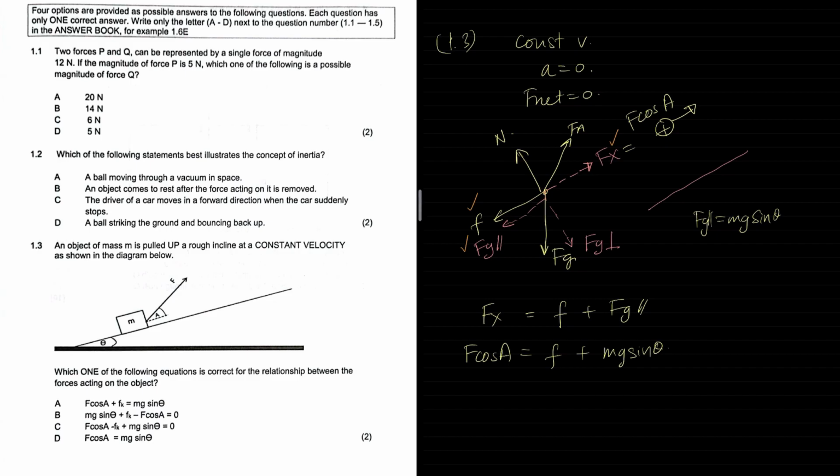So we just need to pick out that option, and if you notice, option B is basically the option that we have. The only thing they've done is transpose it, taking it across. So 0 is equal to mg sine theta plus friction, or Fk, minus F cos A. So that is option B.